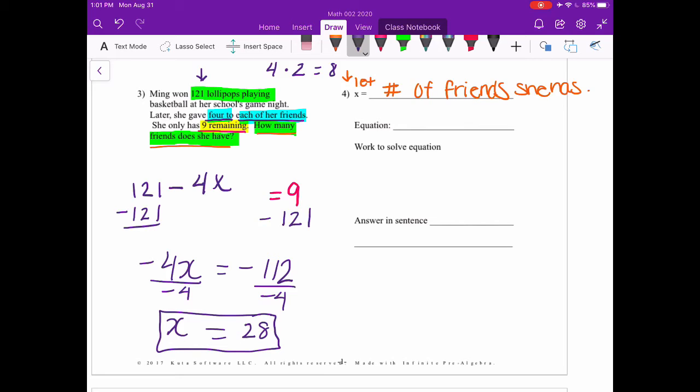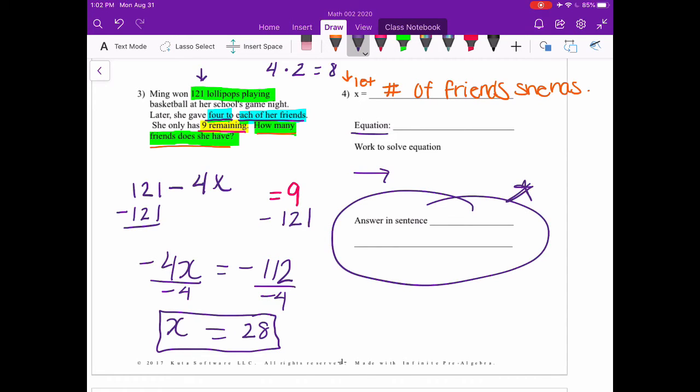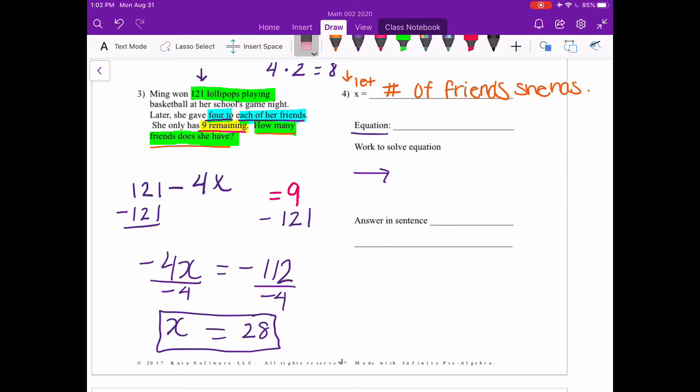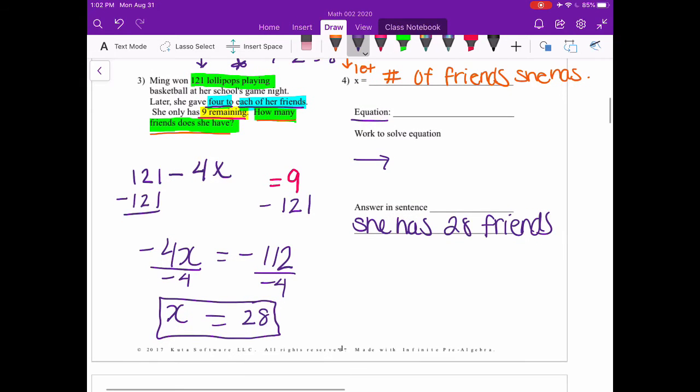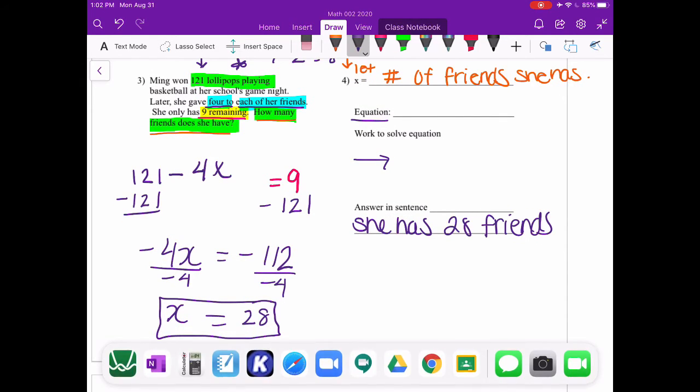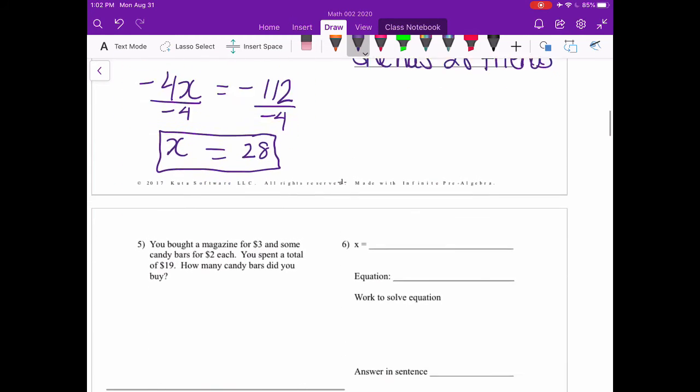I know there's lines here like put your equation there, put your work here to solve. I needed a little space. You can do that if you print this out. And answering it in a sentence, it's very important to remember what you're answering. So in this case, how many friends does she have? She has 28 friends. Again, maybe not super real world, but when we get to those more complicated real world problems, you have some basis for setting up equations.